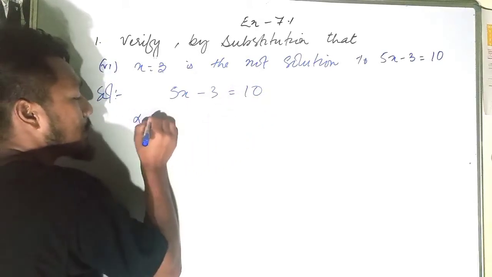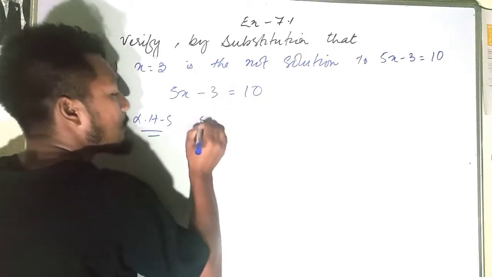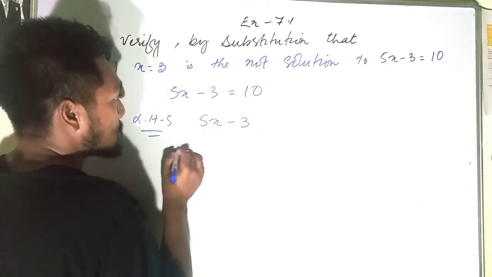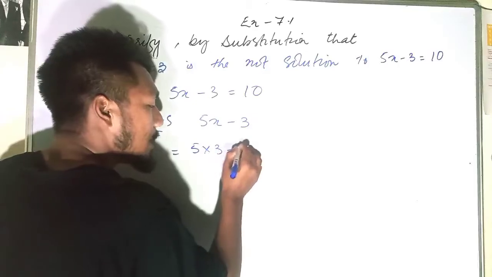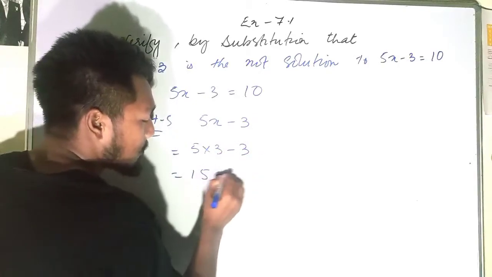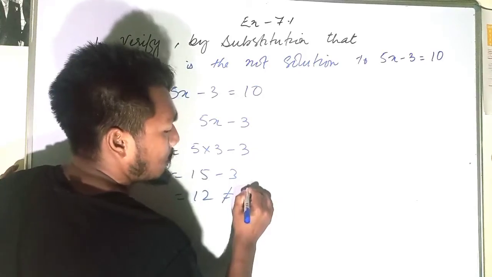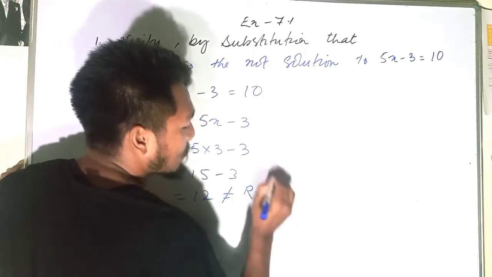Solutions. So, left hand side: put the value in 5x minus 3. Wherever x is here, you put 3. 5 into 3 minus 3. So 5 times 3 is 15 minus 3. 15 minus 3 is 12. This is not equal to the right hand side. Why? Our right hand side is equal to 10.